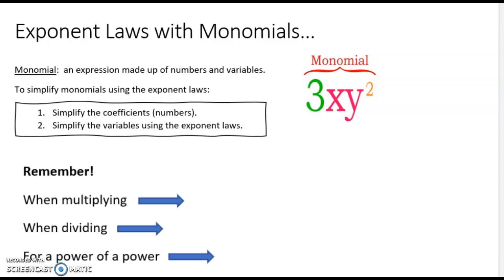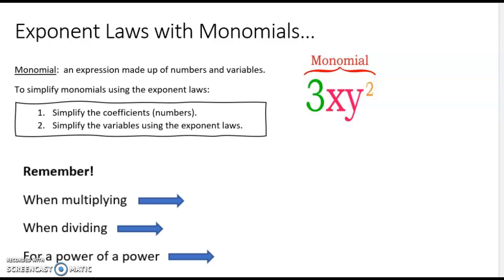Exponent laws with monomials. So a monomial is an expression made up of numbers and variables. So here's an example of a monomial. There's a 3 in front, and then there's variables x, y squared. So together it's called a monomial.